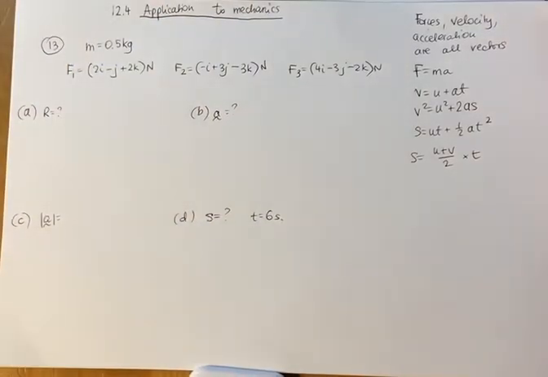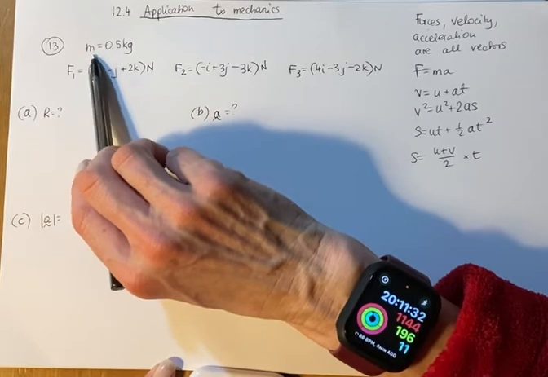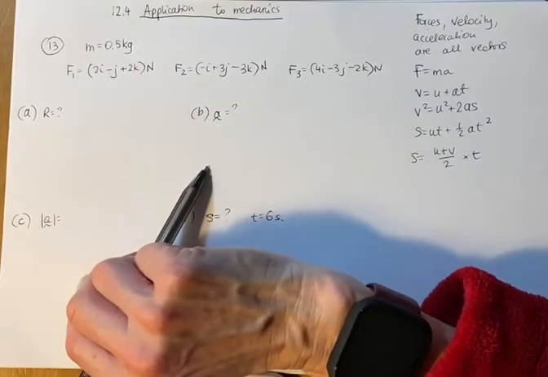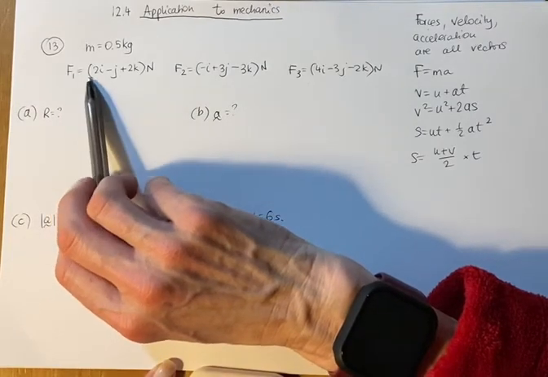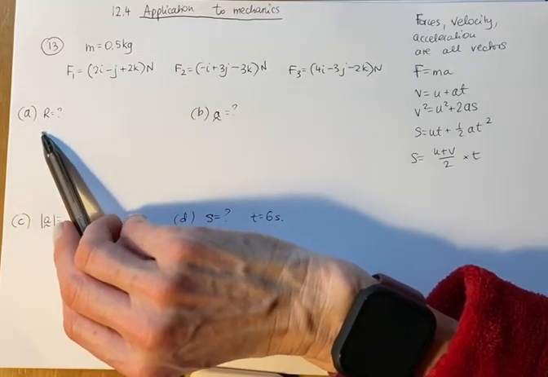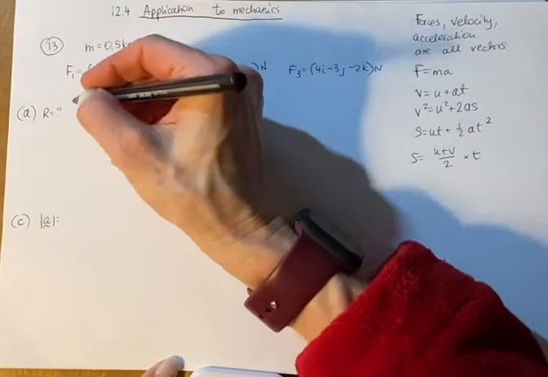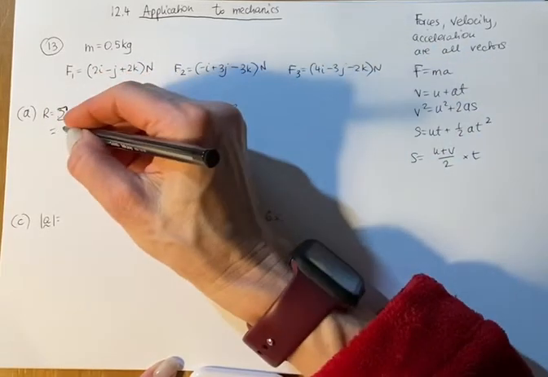relating to 3D vectors. So we've got a particle of mass 0.5 kilograms, and there are three forces acting on this particle. You've got the forces given in vector form i, j, k. The first part asks you to find the resultant force. The resultant force is the overall force that acts on that particle. So it's simply the sum of all forces. So we need to add all these forces together.